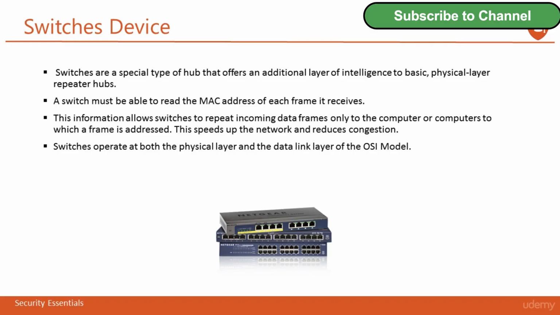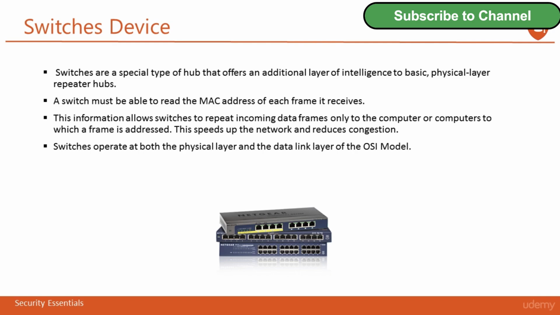The basic working of a switch is a one-to-one connection. Here we are giving one input and getting one output. As you see in the hub, we are giving one input and getting multiple outputs, a one-to-many connection, but a switch is a one-to-one connection.